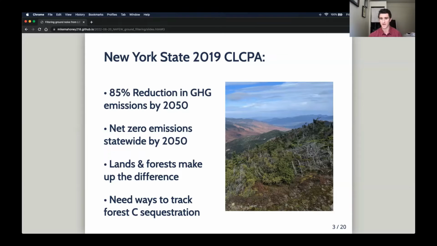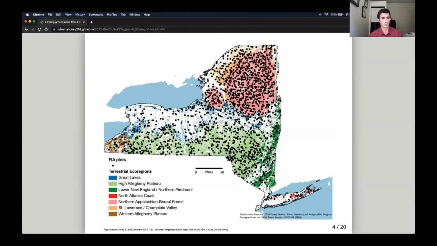But in order to manage carbon sequestered in our lands and forests, we first have to measure that across the state, and that's no small task given how large New York State is. So we're pretty lucky to have a rich forest inventory data set. It's collected by the U.S. Department of Agriculture with their Forest Inventory and Analysis, the FIA program. And so roughly 5,000 plots are measured every year. And this is an invaluable data source, but these plots cover relatively small footprints, and they're only measured on a rolling 7-year basis.